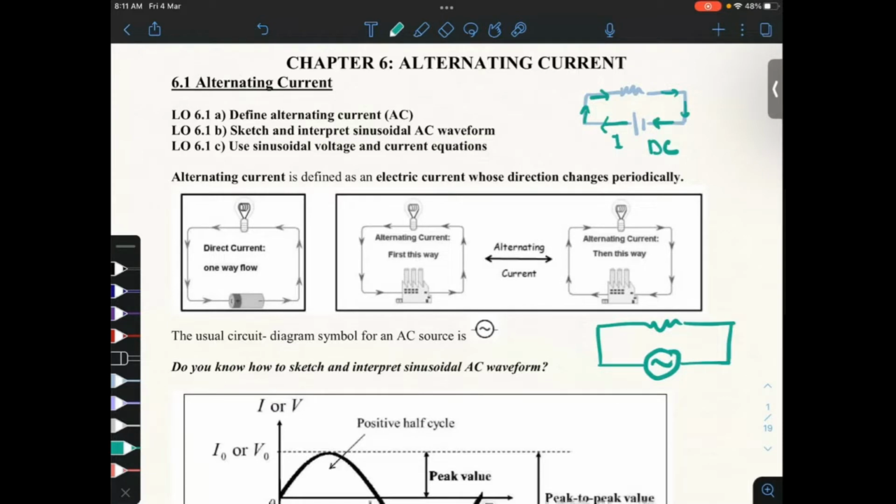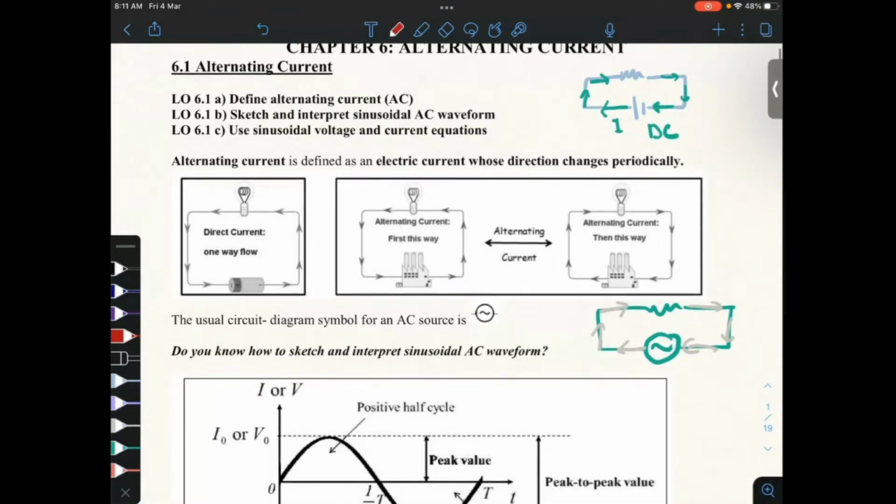And your current, let's say initially dia bergerak begini, in one direction. After certain period of time, dia akan bergerak in the opposite direction pula. Masih menggunakan circuit yang sama. So this process going to alternate. Okay, so every single time kita nampak circuit yang dia lukis simbol ini, this indicates that this is an AC circuit. Ini DC circuit.